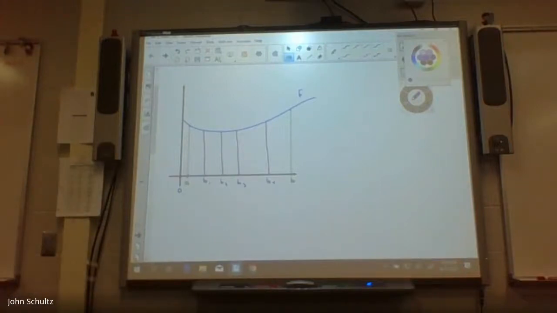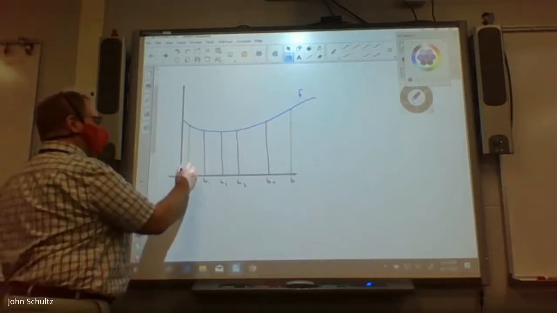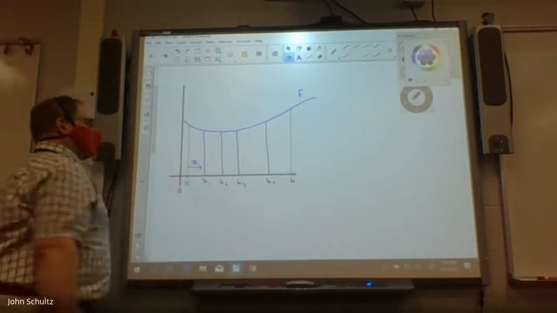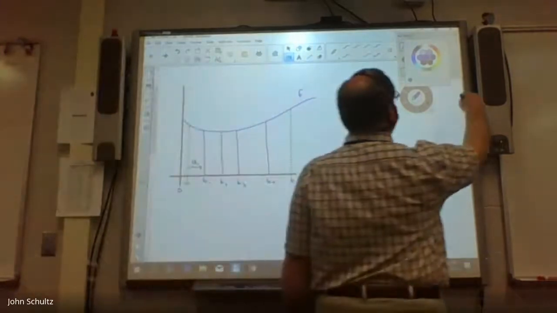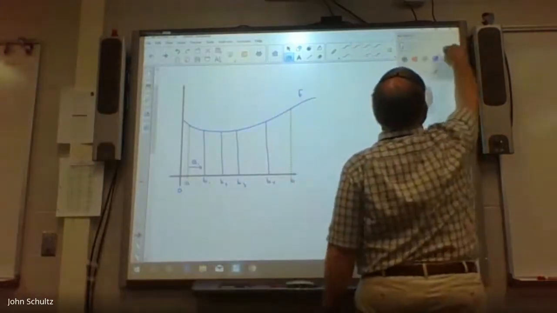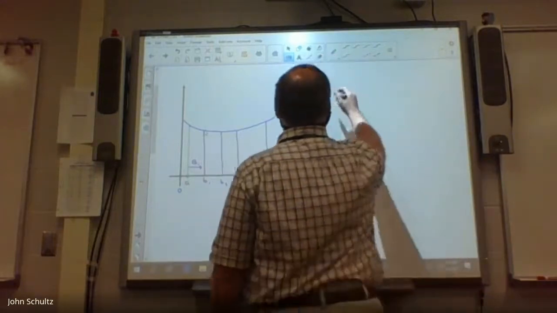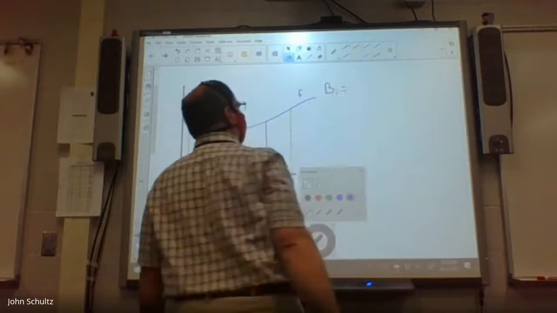Okay. So if I wanted to go through and find the area, could I find the area of just this first one? So the area going from here to here. Let's call that big B sub 1. So if I wanted to find that area, how would I do that? So if I wanted to find the area that is big B sub 1, what would I have to do?